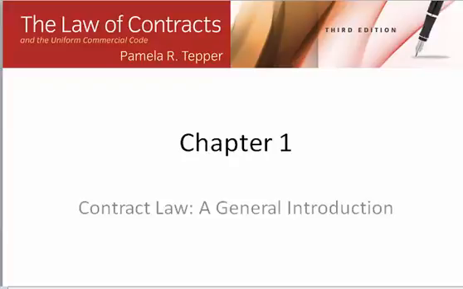Contract law can be divided into two broad categories: common law contracts and statutory contract law, specifically in this case the Uniform Commercial Code. Each area is equally significant in contract law.